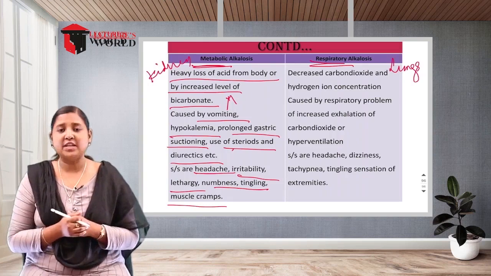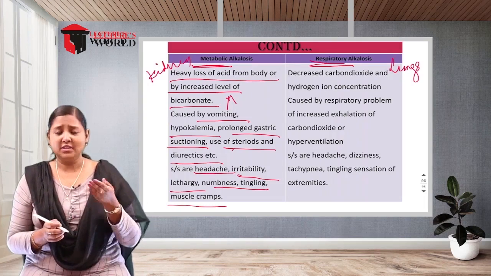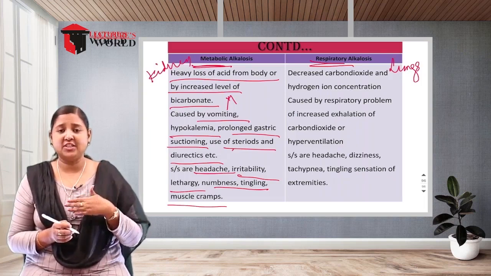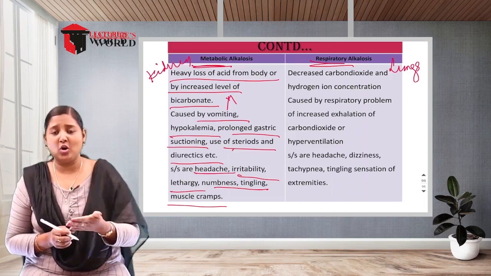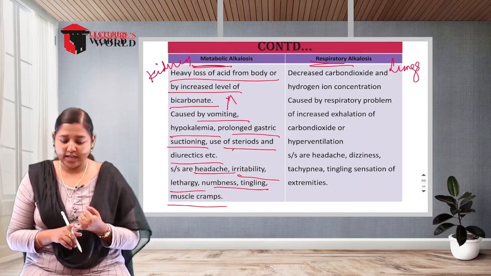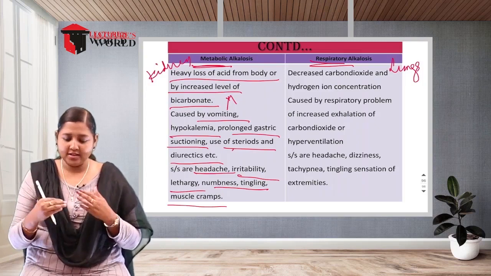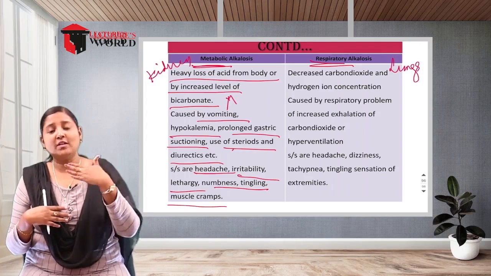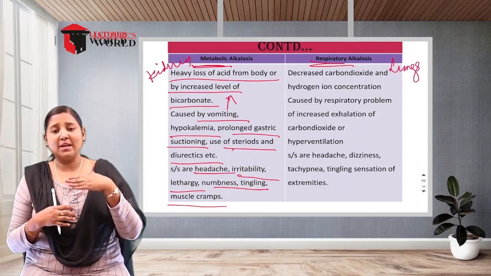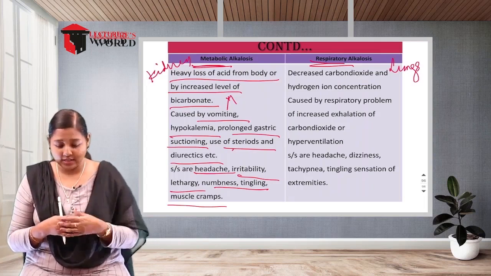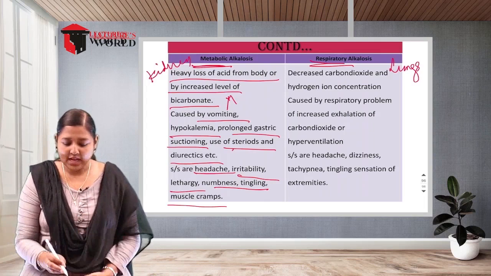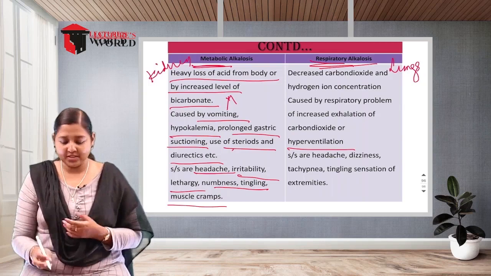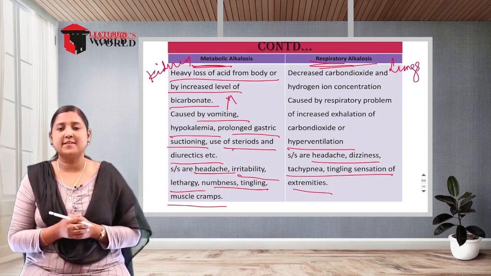And the other one is respiratory alkalosis, caused by decreased carbon dioxide, that is, the lungs are taking in too much hyperventilation, and because of that too much carbon dioxide is exhaled outside. So what happens? Carbonic acid will be decreased, and here also the hydrogen level is decreased and bicarbonate levels are increased. There will be a respiratory problem, and hyperventilation is caused by that, and there comes respiratory alkalosis. What happens? There will be headache, dizziness, tachypnea, and tingling sensation of the extremities.